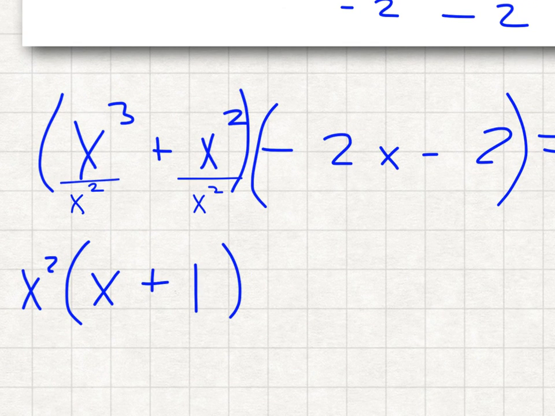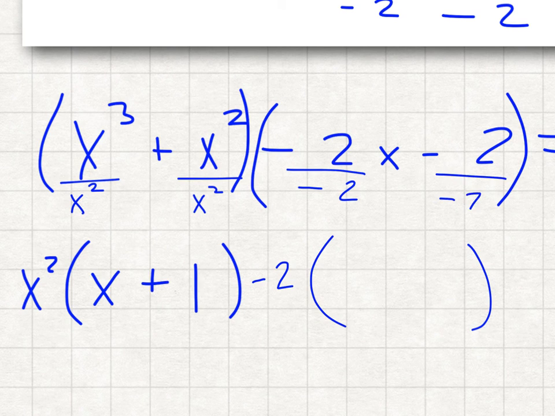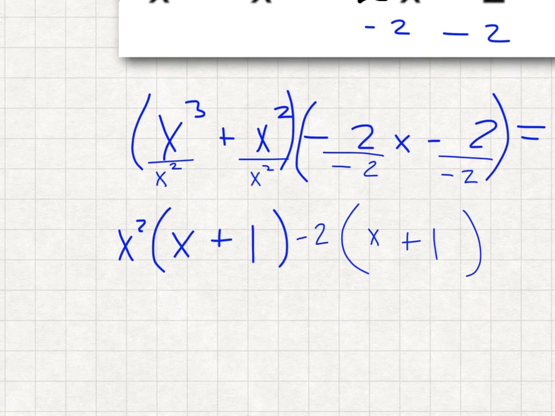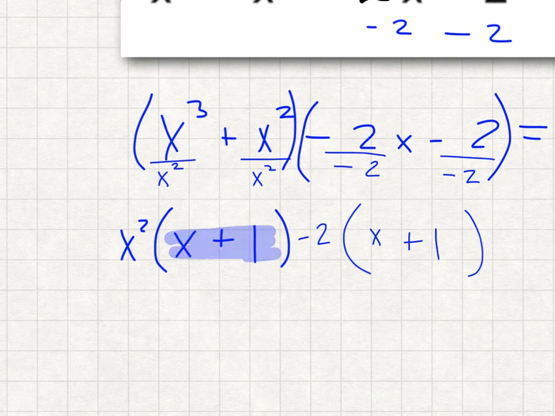Everybody sees what we did there? Okay. What can I take out of my second group? Negative 2. Awesome. So I'm dividing both of these by negative 2. What am I left with when I take out a negative 2? X plus 1. Perfect. So are my insides the same? So I know I took out the right numbers. So what do I do with what's on the outside?